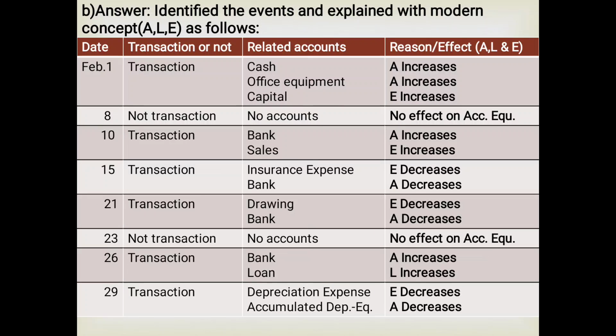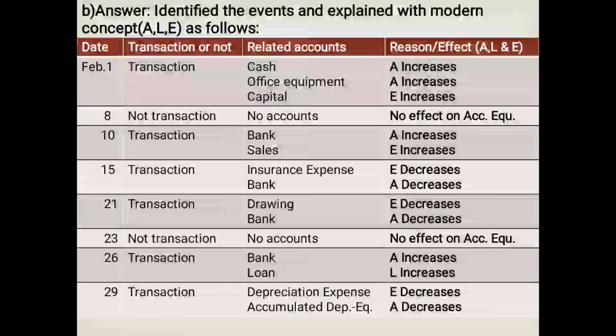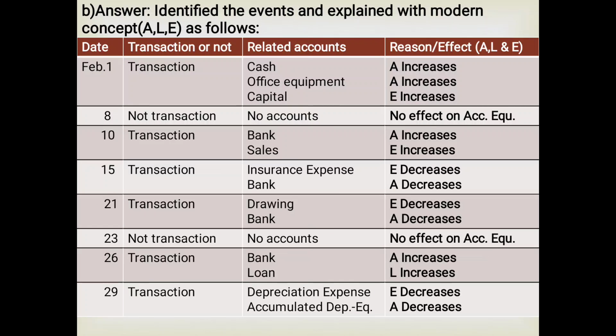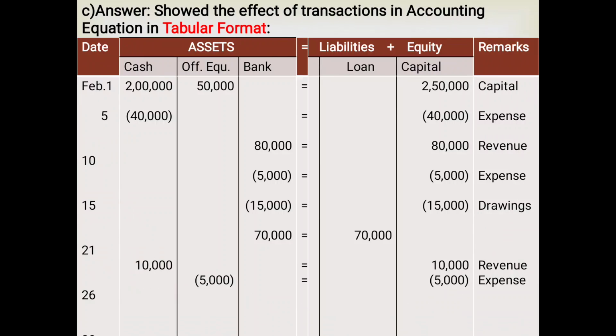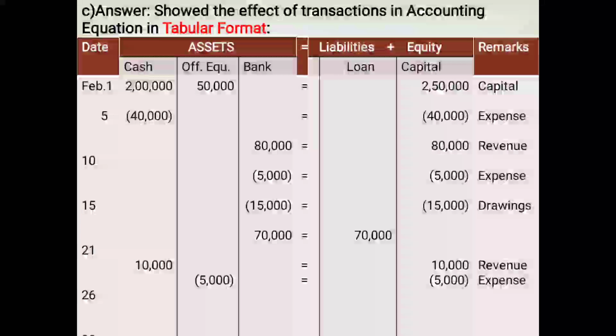My dear students, I think you have written requirement B in your accounting practice copy. Now you can go for the solution of requirement C. You are watching my slide. Requirement C shows the effect of transactions in the accounting equation in tabular format. When the question is to show the effect, then you have to show it in tabular format, of transactions in the accounting equation.